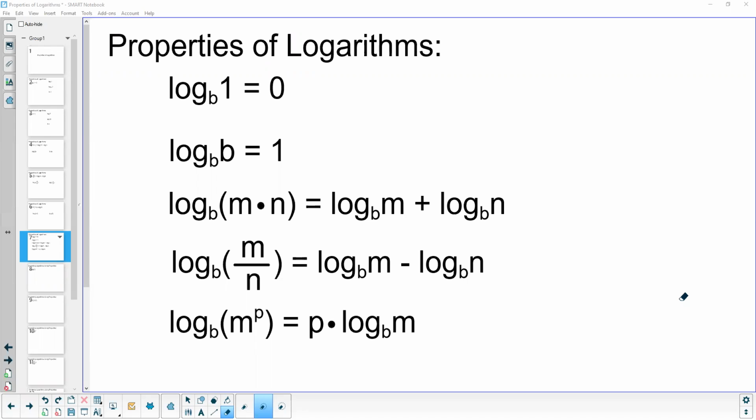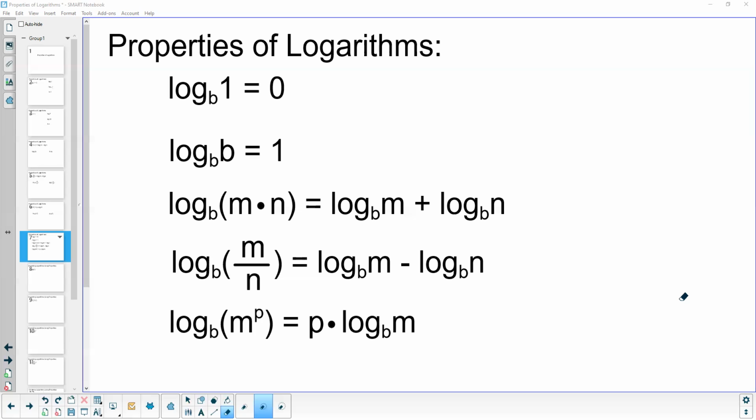Now, with that being said, these are not the full list of every property of logarithms, but a select few that involve the fact that the logarithm of any base evaluated at 1 is 0. The logarithm of any base evaluated at the value of its base will be 1. And then we also talked about the properties of the product, the quotient, and the power when it comes to logarithms.